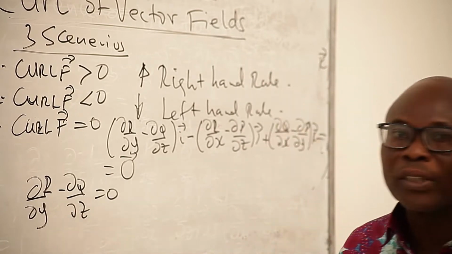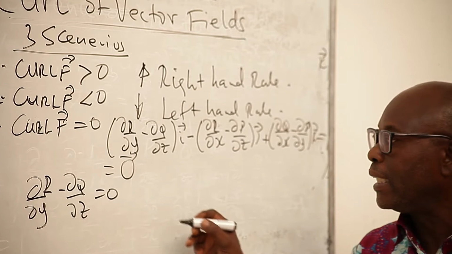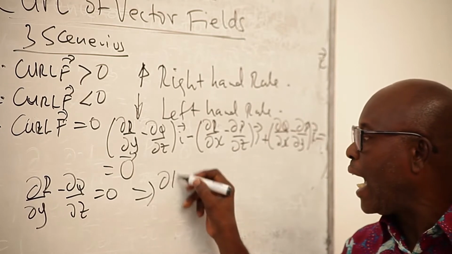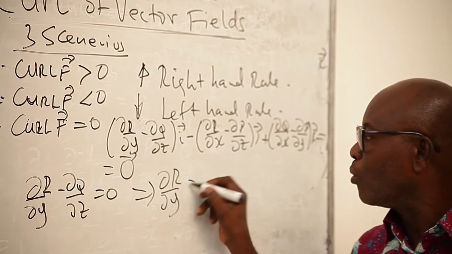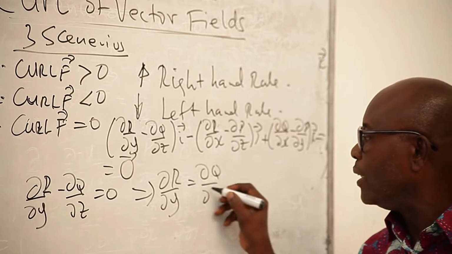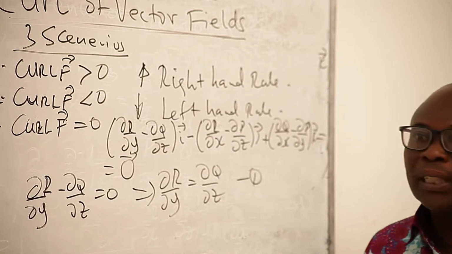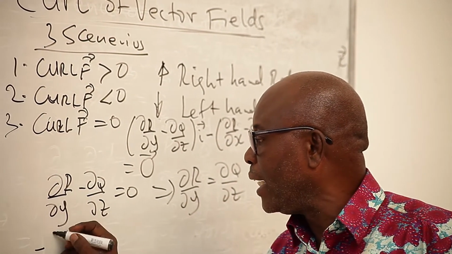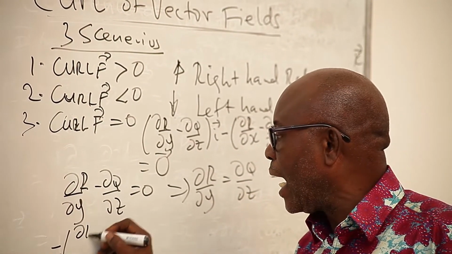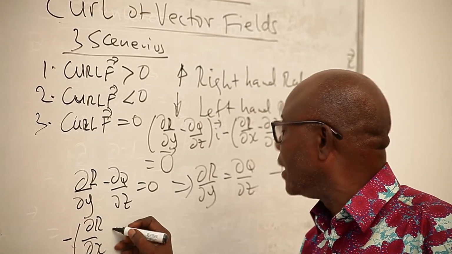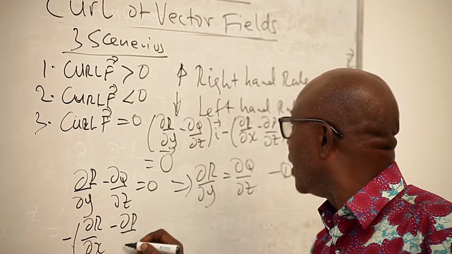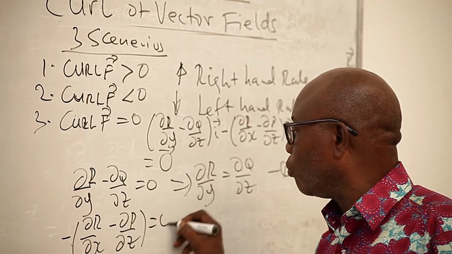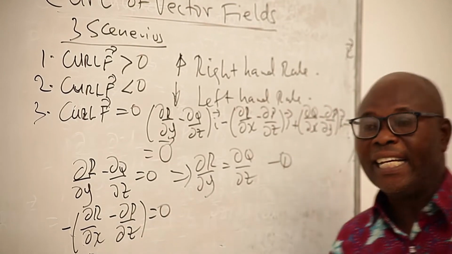And so if you bring this one to this side, it implies that partial r partial y is equal to partial q partial z. We can name it as equation 1. And then the j component is the same. We're going to have minus partial r partial x minus partial p partial z is also equal to 0, the 0 component in the j direction.